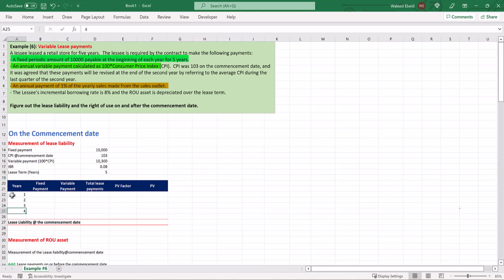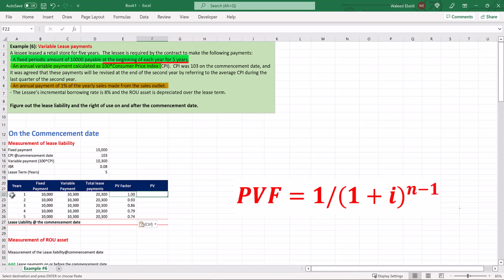Insert the years of the lease term, then the annual fixed lease payments, 10,000. The variable lease payment that is based on the Consumer Price Index is 10,300 annually. The total annual lease payment is 20,300. In this column, calculate the present value factors. The example mentioned that the lease payments are made at the beginning of each year, so we will use this formula. And note that the present value factor for the first payment is 1, because this payment is made on the commencement date, which means that the discount period for this payment is 0.